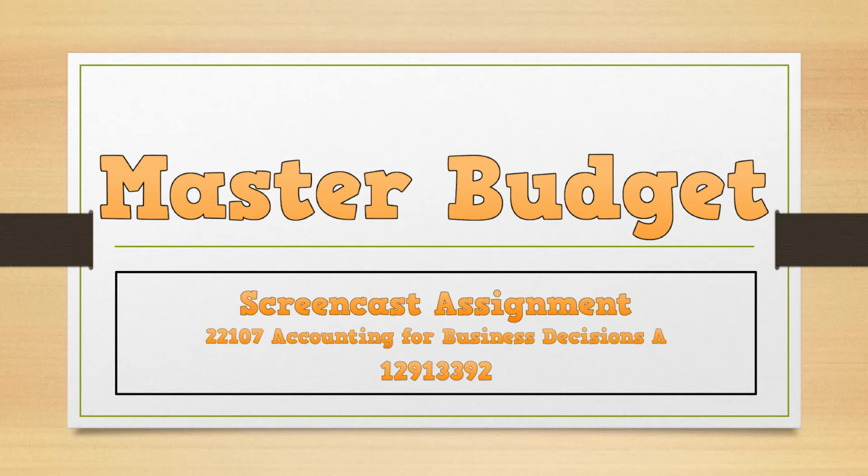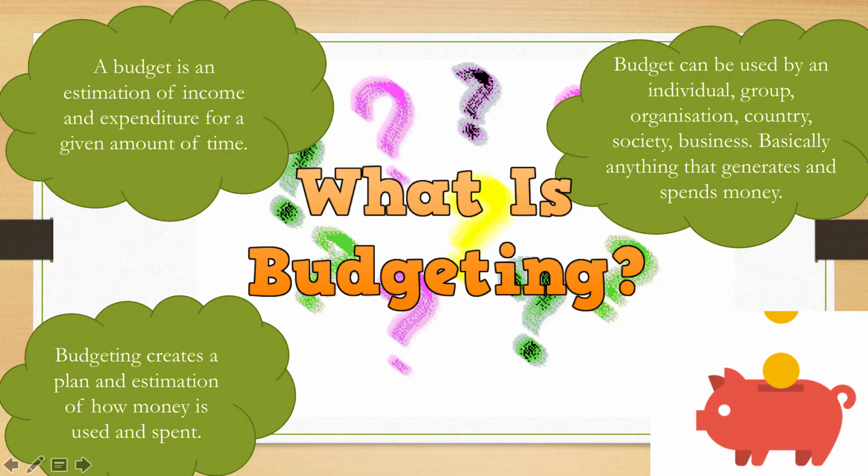So today in Accounting for Business Decisions A, course code 22107, we're going to look at master budget. Let's firstly look at what is a budget. A budget is an estimation of income and expenditure for a given amount of time.